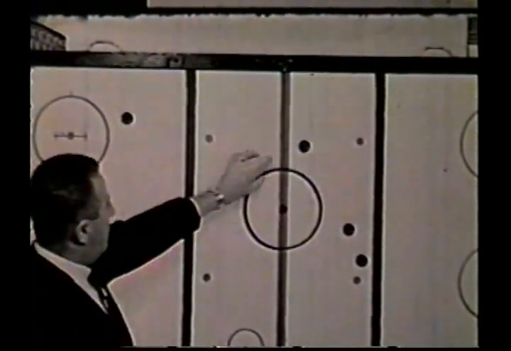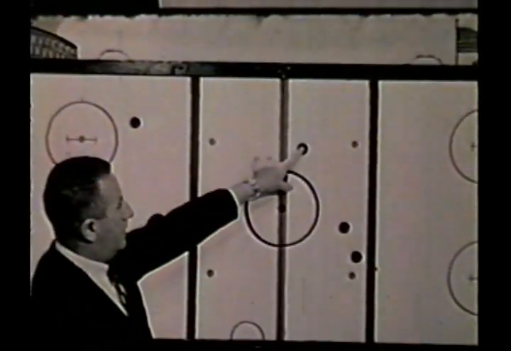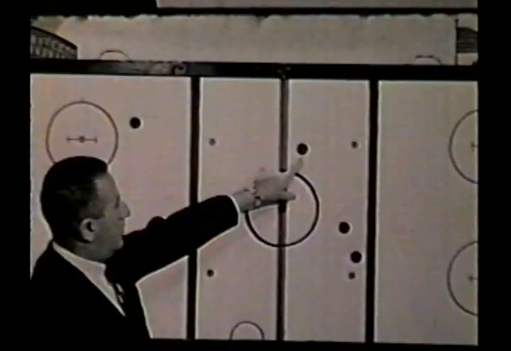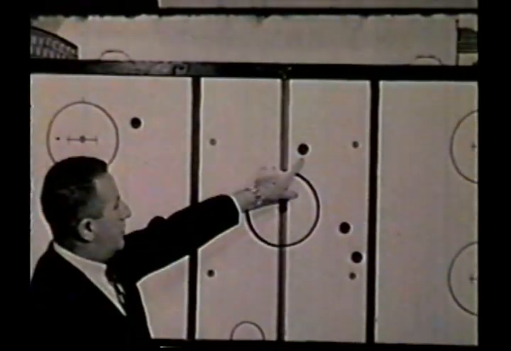But as we show now, the pass is illegal or offside if it is passed from the defending zone to a player standing in the opponent's neutral zone beyond the center red line. In the offside case shown, a face-off will be made where the right defenseman was positioned when he made the pass to his right winger, which would be right here.